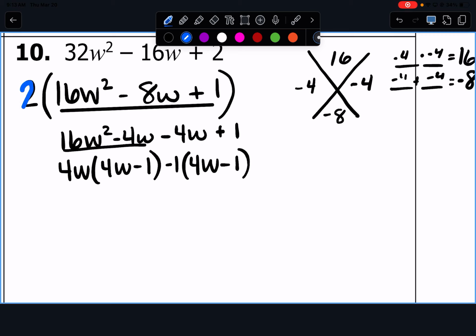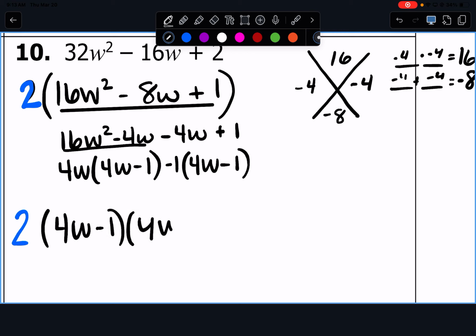Look at what Ashton and Jaden did. They're the same. They are the same. So if they are the same, 4W minus 1 squared. Patrick, Stacy, stop talking.